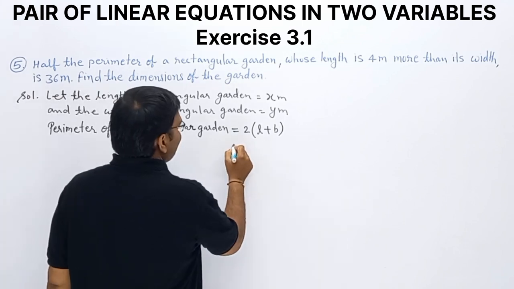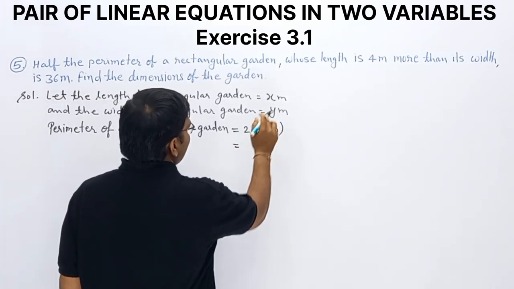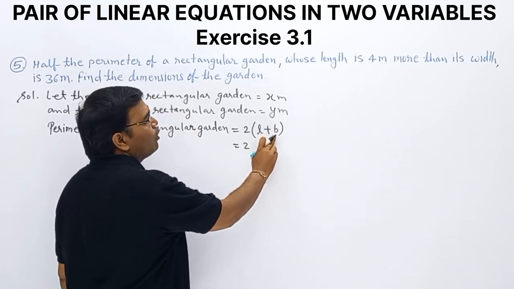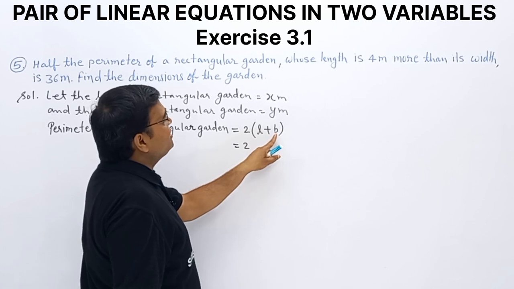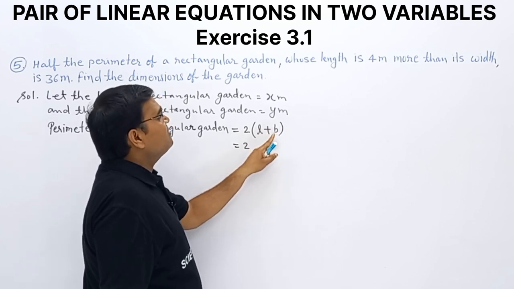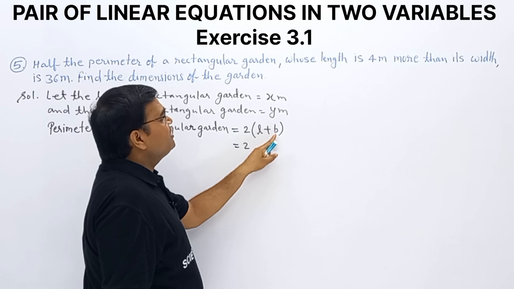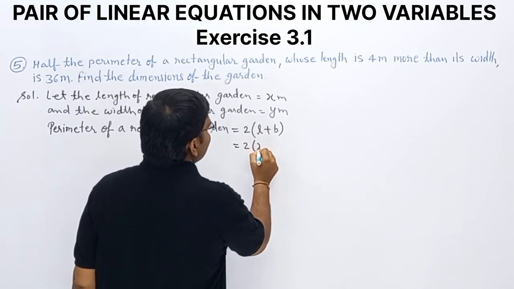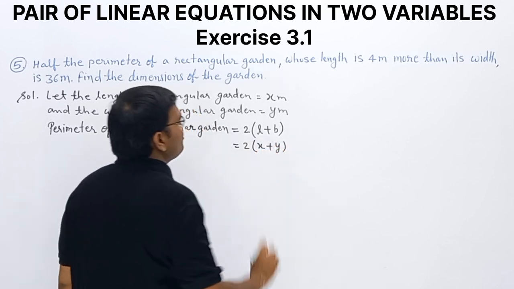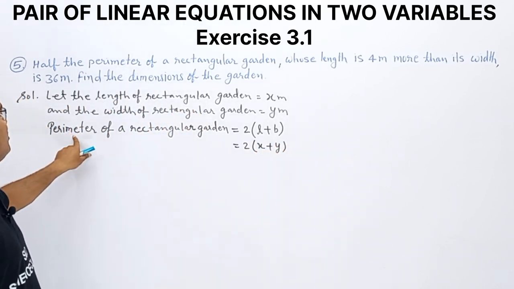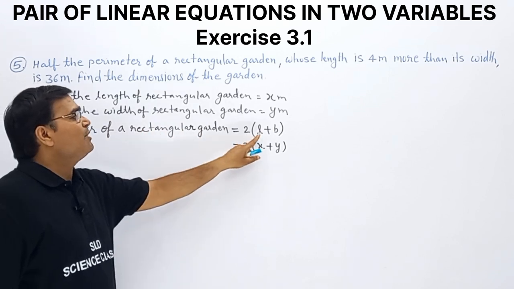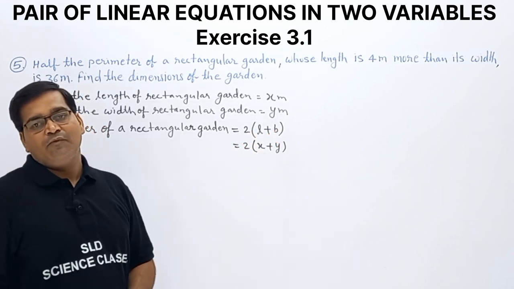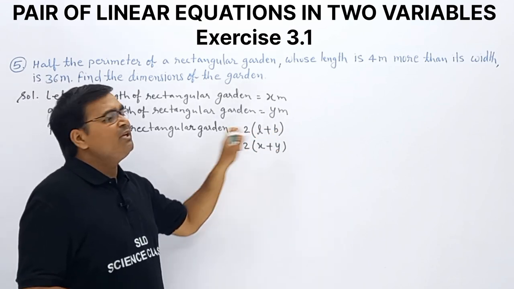We assumed length is X meter, so length plus width, with width shown as B. So we can say 2 times X plus Y. This is the formula of perimeter. Perimeter of a rectangle is 2 times length plus width, where A is the length and B is the width.